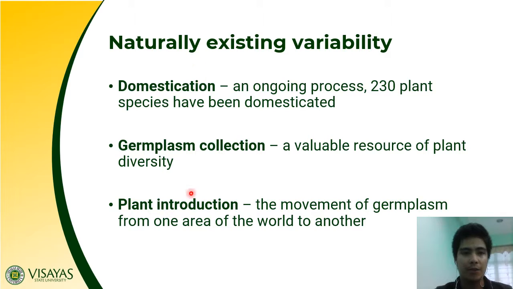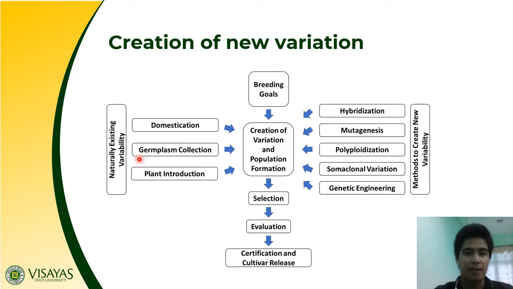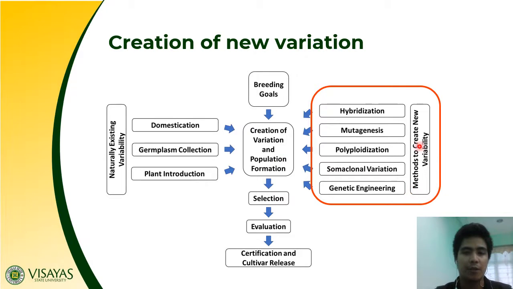So again, here are the naturally existing variability sources wherein you can collect germplasm to increase the genetic variability of your collection: domestication, germplasm collection, and plant introduction. We have already discussed the three naturally existing variability sources, and we will now discuss the methods to create new variability in case you don't have access, for example, to a germplasm collection, or you don't have any materials to introduce. Then you can use these five methods: hybridization, mutagenesis, polyploidization, somaclonal variation, and the last is genetic engineering.